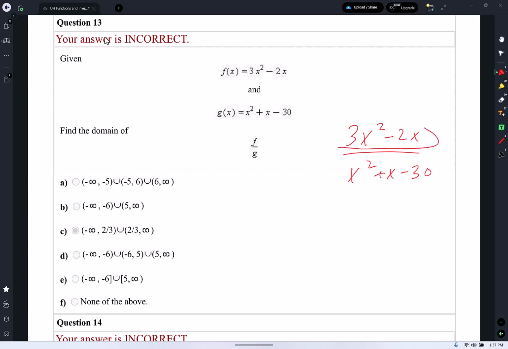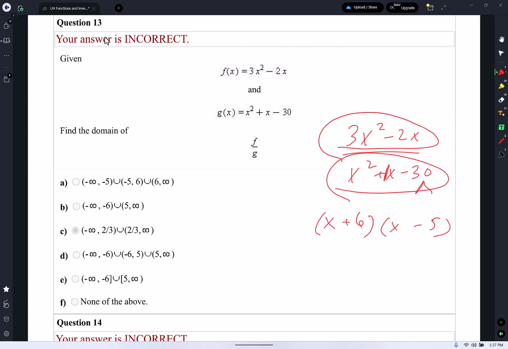Do I have to worry about the numerator? No, because it's all real numbers for the numerator. So all I got to do is focus on the denominator. Do you guys see that? You cannot have a 0 in the denominator. So I'm going to factor x squared plus x minus 30. What two numbers multiply to give you -30 that add up to a positive 1? 5 and 6. Which one's positive? Which one's negative? Yep. There it is. And I just don't want this to equal 0.